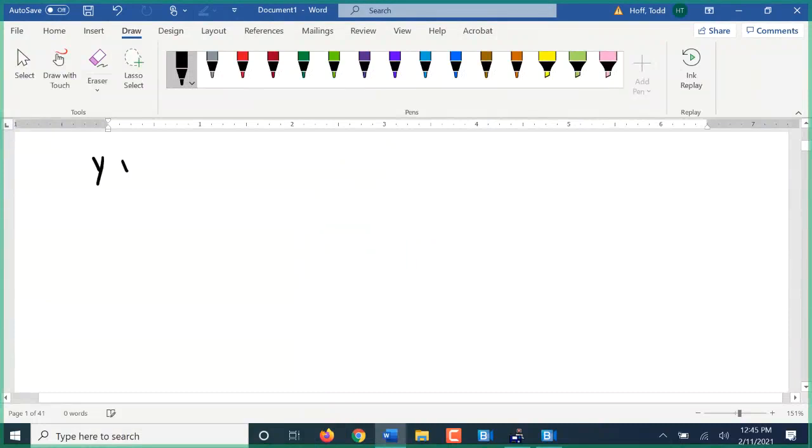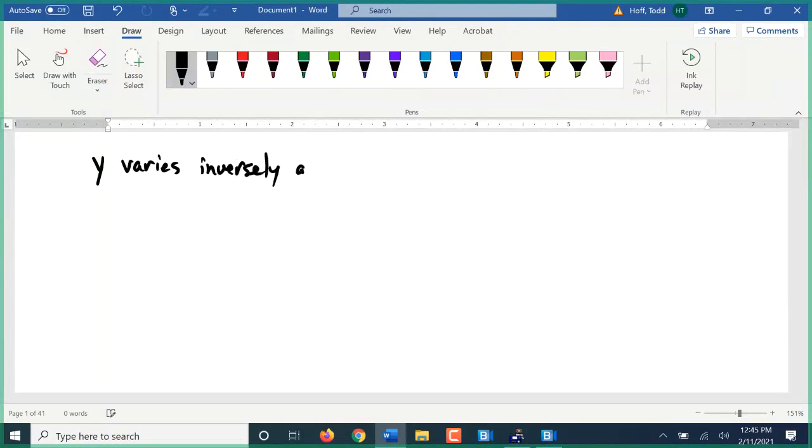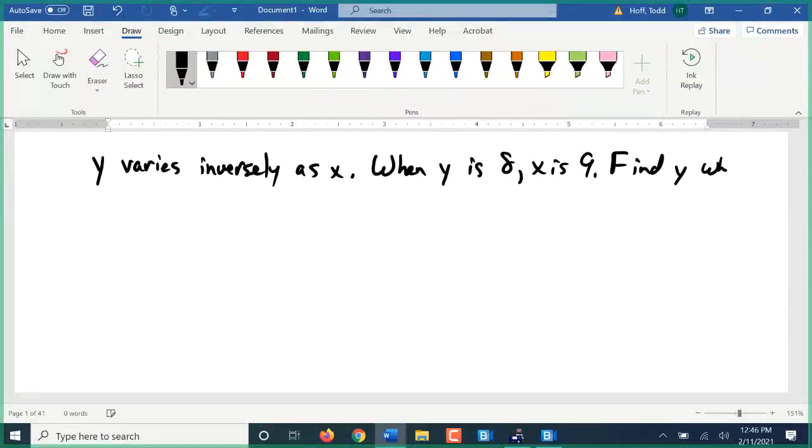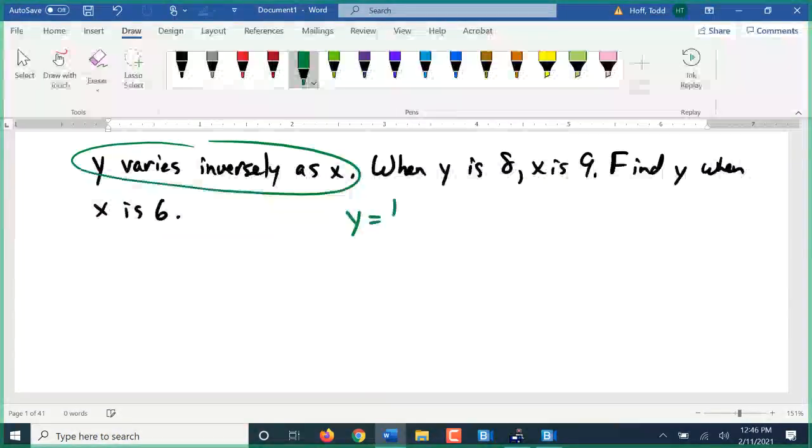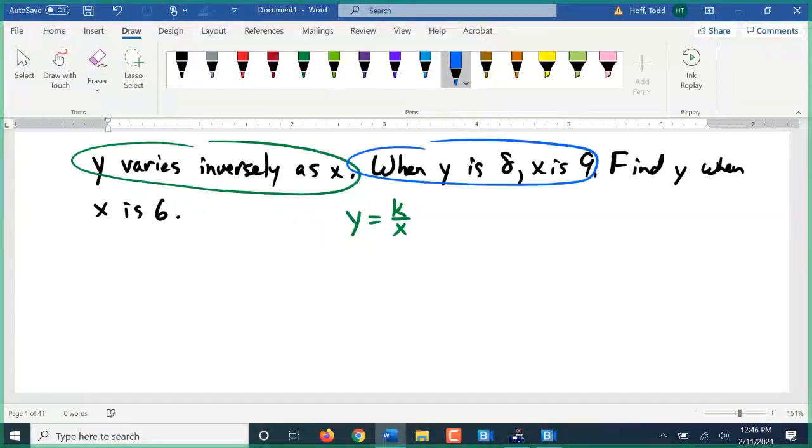We might be told y varies inversely as x. When y is 8, x is 9, and then we might even be told find y when x is 6. y varies inversely as x. Once again, that means y equals k over x. When y is 8, x is 9. That's that known condition. So we put 8 in for y, 9 in for x, and we'll solve for k. Multiply by 9 on both sides gives us that 72 equals k.